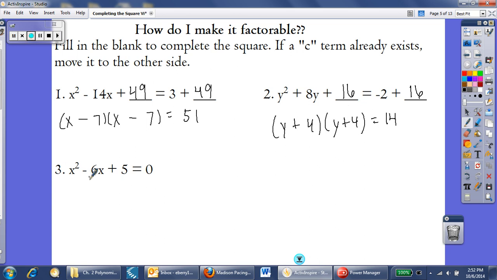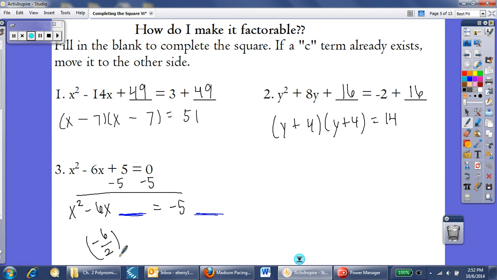Going to number 3, I have a problem because 5 is already here. So I'm going to move 5 to the other side first by subtracting 5 on both sides. So I get x squared minus 6x equals negative 5. Now, in order to complete the square, I'm trying to find this blank spot. So the trick here is taking the middle term, half of it, so negative 6 divided by 2, and then I need to square it. So that's negative 3 squared, which is 9.